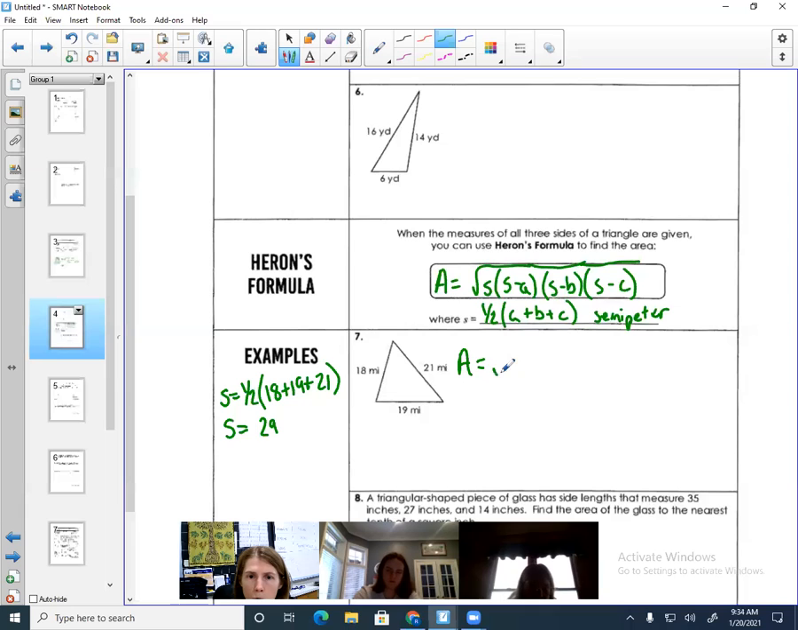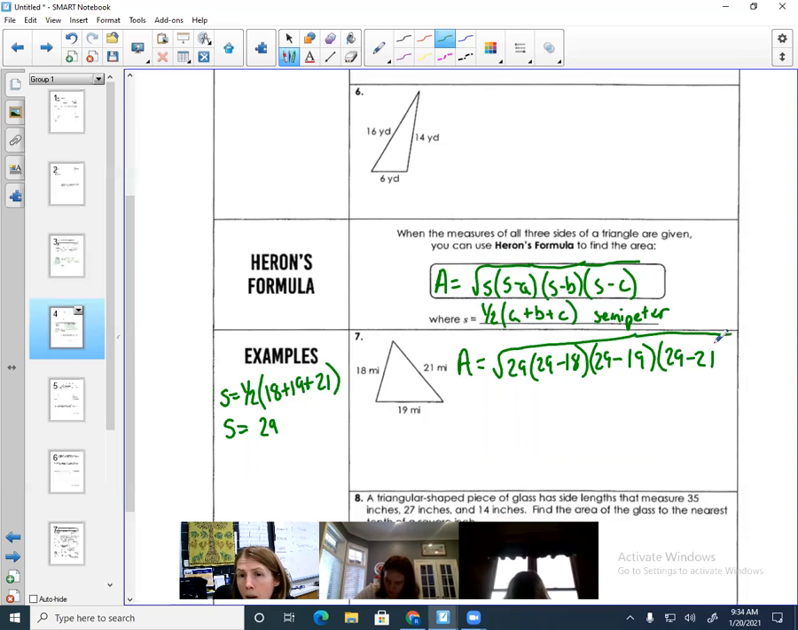All right, so that's my S. I just plug in 29 minus my A. Does it matter what A is? No, you could put A as 21. Just make sure you use all the sides and you'll get the answer. So I did 18 already. I'm gonna do 19 next, and then I'm gonna do 21 last. And some of you guys might do the opposite of what I just did, and it'll still work.